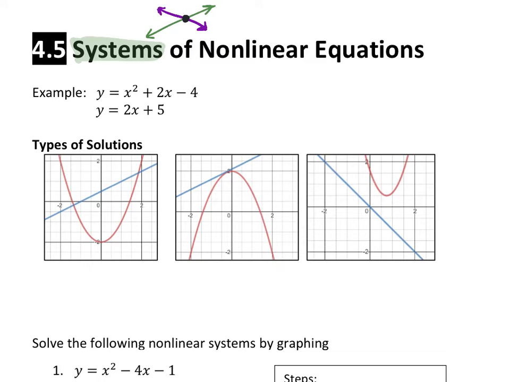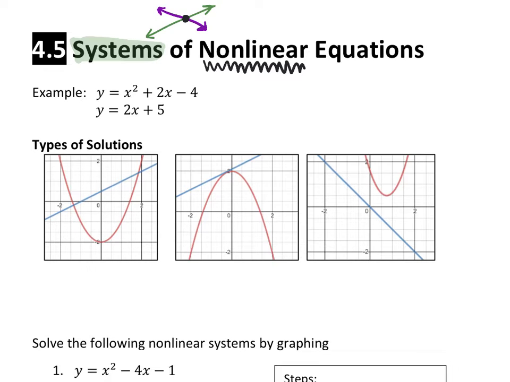This time, we're going to have nonlinear systems. What do you think is an example of something that is nonlinear? The quadratic. The quadratic is a curve. It is a parabola. That is something that is nonlinear.